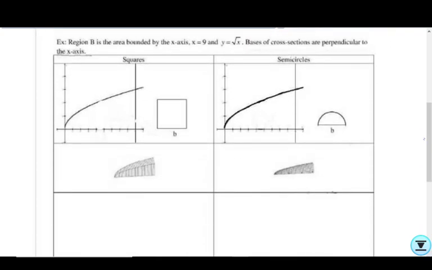It says we have an area bounded by the x-axis, x equals 9, and the square root of x. The bases of cross-sections are perpendicular to the x-axis. So as soon as you hear that, you know that you're using this equation: the integral from a to b of the area in terms of x dx.